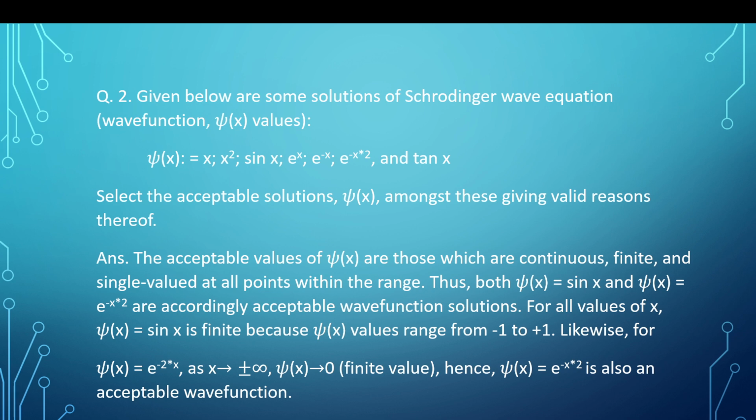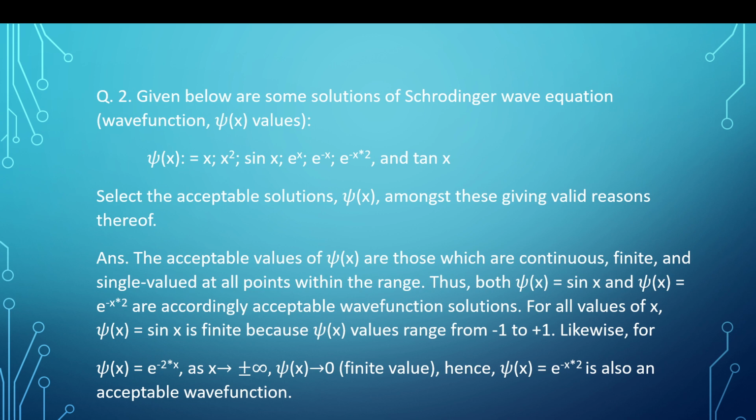The second question reads that given below are some solutions of the Schrodinger wave equation, that is, psi x values. That is psi x equal to x square, sin x, e power x, e power minus x, e power minus x square, and tan x. We have to select which of these values show acceptable psi x.